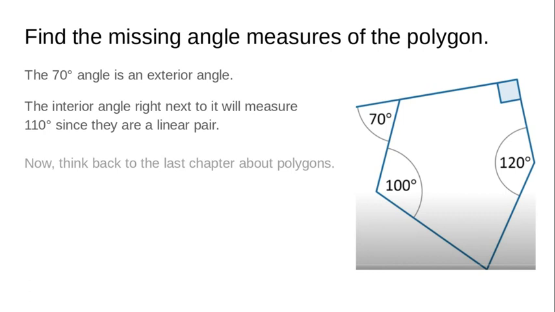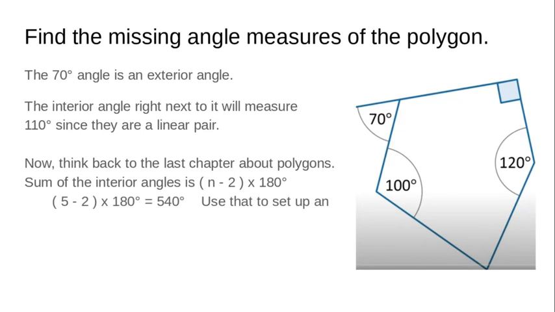Now, what do I do from there? Well, think back to our last chapter about polygons. There was a lesson about all the interior angles of a polygon. There's a formula for their sum, and that was n minus 2 times 180. So there are 5 sides to this. It's a pentagon. So 5 minus 2 is 3. And 3 times 180 is 540.